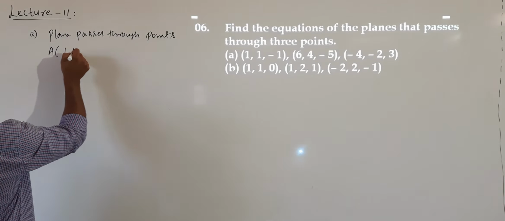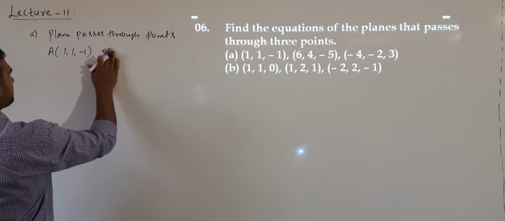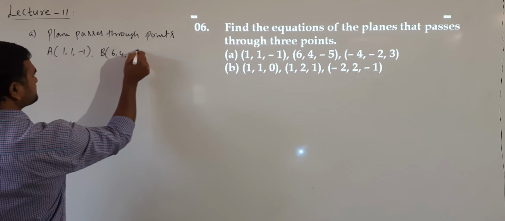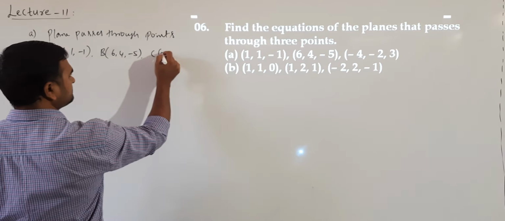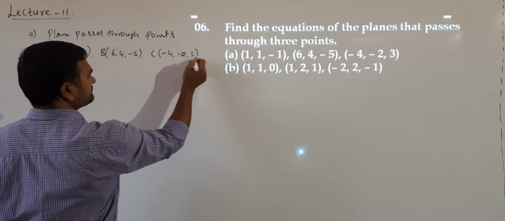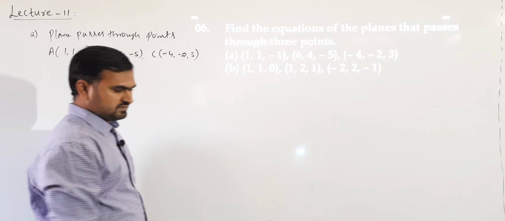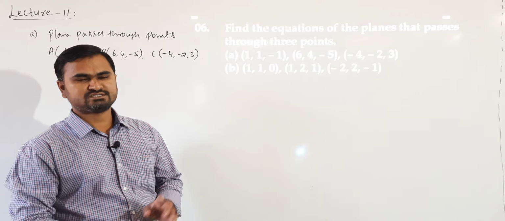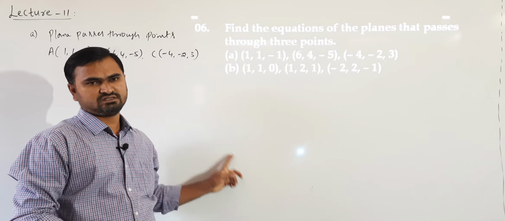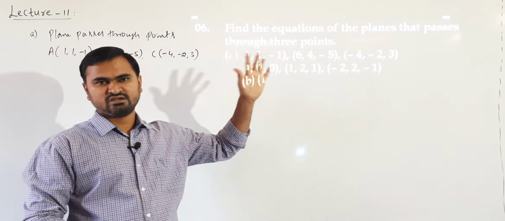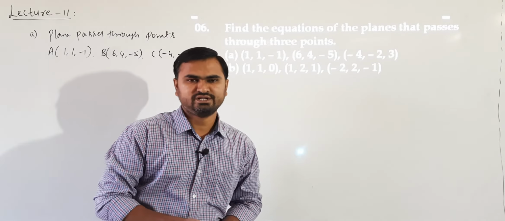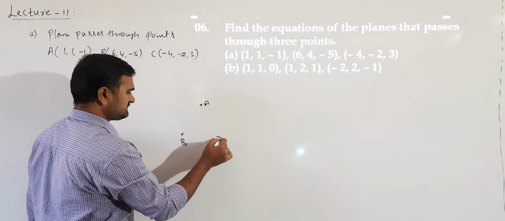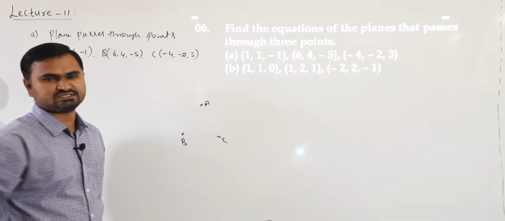A is the first point, (1, 1, -1). B is the second point, (6, 4, -5), and C is (-4, -2, 3). So when 3 points are given, how many planes can be determined passing through these 3 points? In theory we studied that a plane passes through 3 non-collinear points. When the points are non-collinear, only then does a unique plane exist passing through these 3 points.